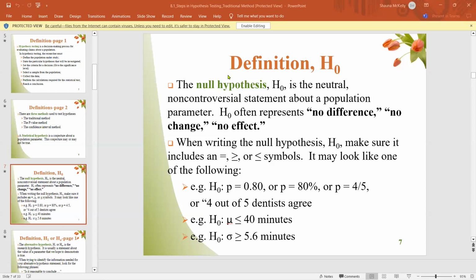So when you define the null hypothesis, where it says define the null hypothesis, you can write the whole first square on this slide. It's the neutral, non-controversial statement about a population parameter. She gives you some examples below of what that looks like. Now, these are in symbols, but usually we find them in statements.